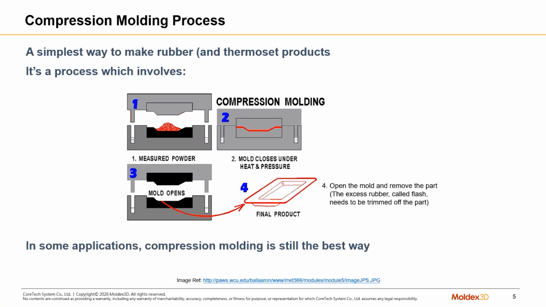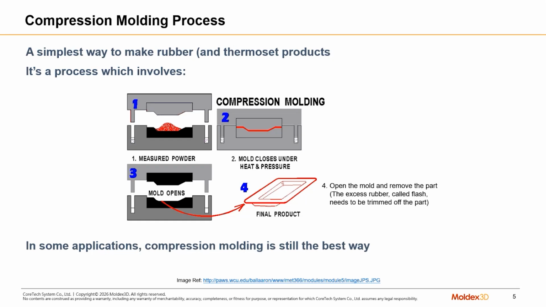It's one of the simplest and most economical ways to manufacture rubber, thermoset, and even thermoplastic parts. The process involves placing a charge, a pre-measured amount of material, into an open mold cavity. The mold is then closed under pressure, forcing the material to flow and conform to the cavity shape.